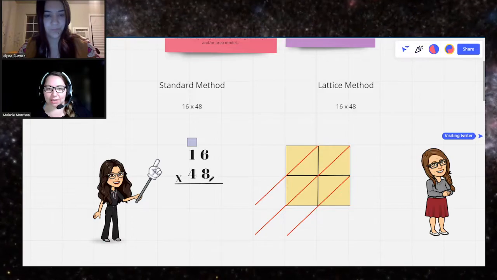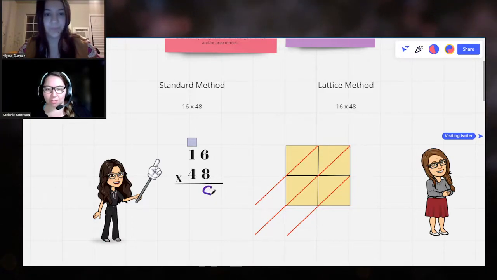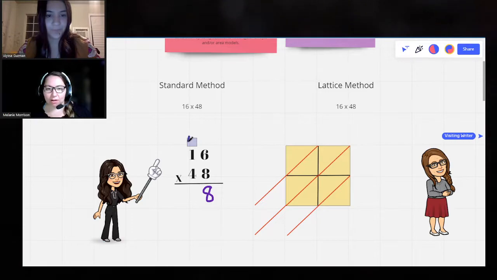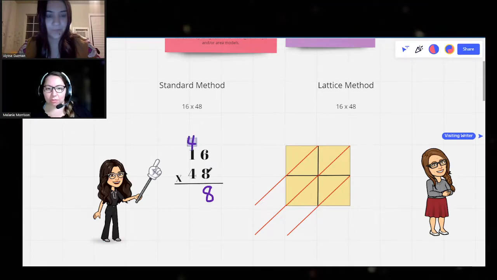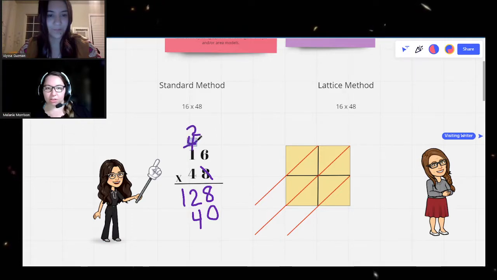So 6 times 8 is 48. We put our 8 down here. We carry our 4, and now we multiply. 8 times 1 is 8, plus 4 is 12. We can write that right down here. Cross this place value out, and add our 0. And now we multiply again. 4 times 6 is 24. Keep your 4, carry the 2, and don't get confused, we're no longer using that 4 here. So now we say 4 times 1 is 4, plus 2 is 6.